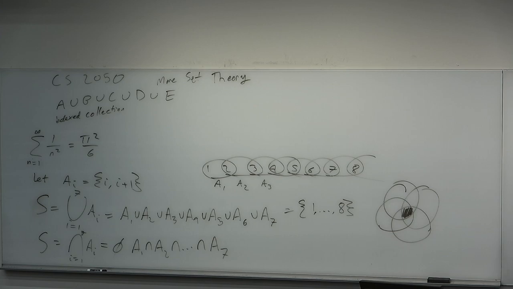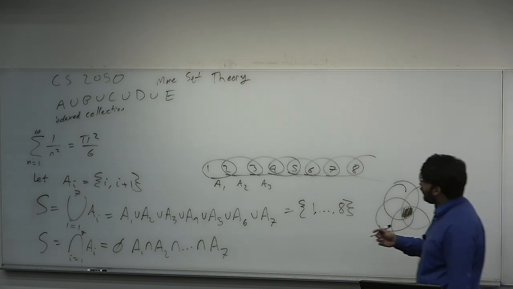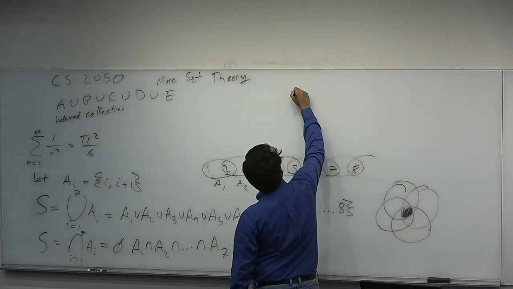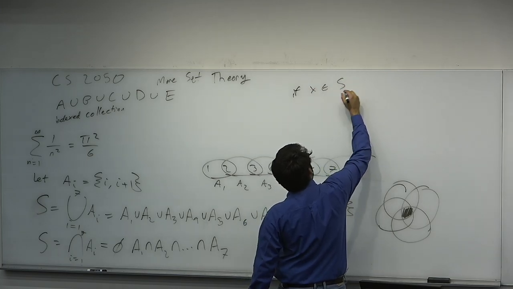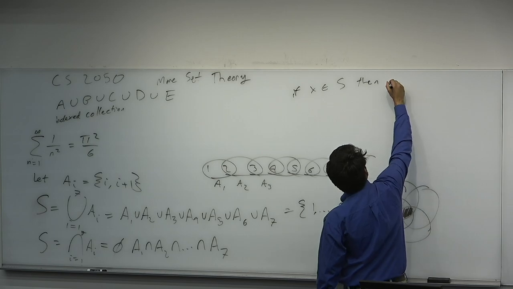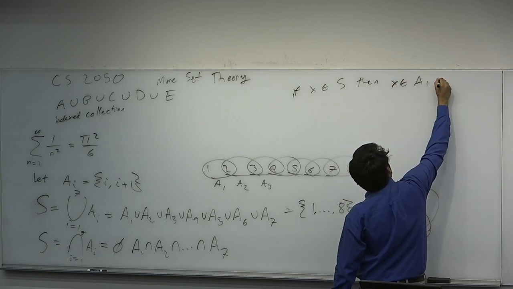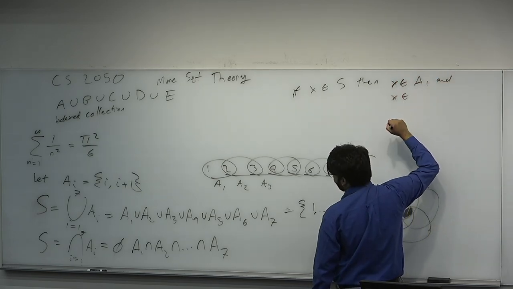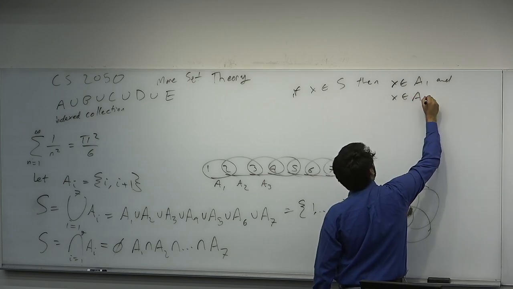Let's take A1 intersect with A3, and then it would be a non-set, and then non-set intersect with the others would be non-sets. That's exactly. Yeah. So suppose, let's say, if X is in S, then we know X is in each of the sets. So then by specification, let's say X is in A1 and X is in, I don't know, A5.